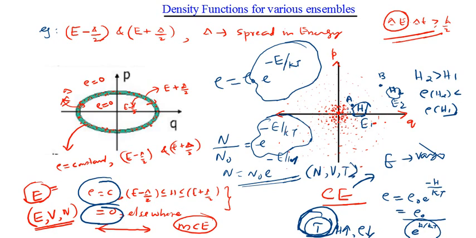So the energy is varying, whereas the temperature is treated to be a constant. Such an ensemble, which represents a closed system, is known as a canonical ensemble. So that's all regarding the two kinds of ensemble and their corresponding density functions.